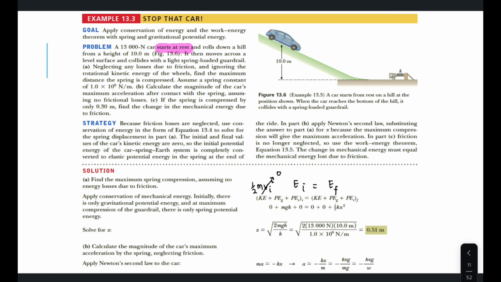So rearrange the equation so that you have x as the subject, then substitute all the values given. The x is 0.51 meter.